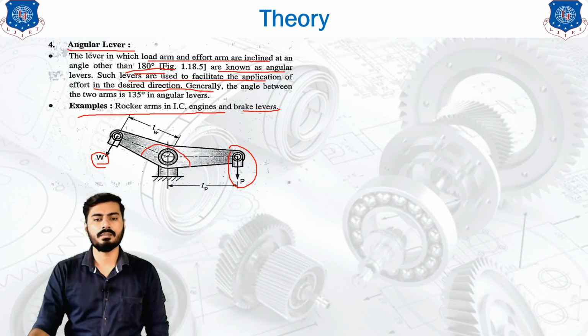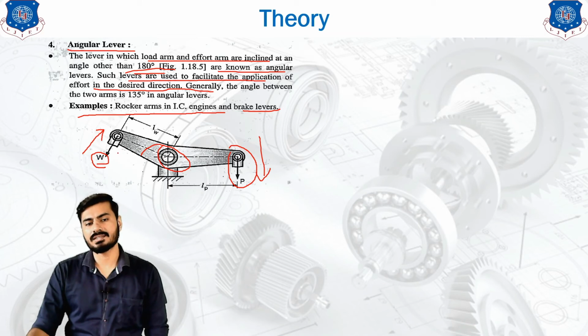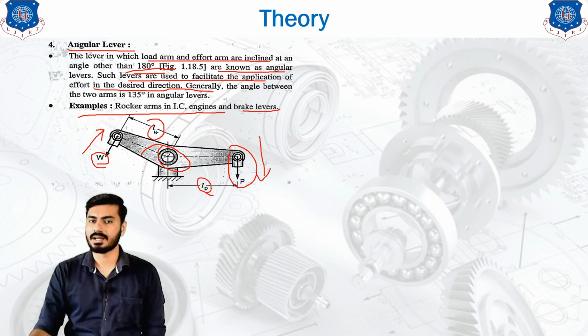This is the fulcrum about which the lever is rotating, and if you apply the force in a downward direction, then you will see this load being lifted in this direction. So this is the distance LW, also known as the load arm, and this is the distance LP, also known as the effort arm.